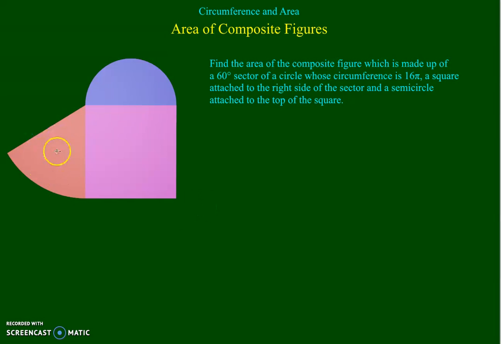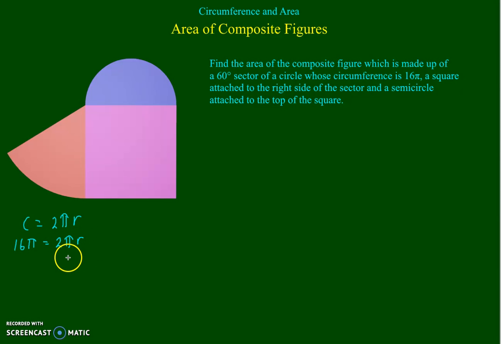We're going to start with the sector because that gives us our primary source of information. We know that it's a 60-degree sector, so this central angle here is going to be 60 degrees. And the circumference of the circle this is a sector of is 16 pi. So let's start with that circumference and see where that leads us. Clearly we're going to be finding the radius. So circumference is 2 pi r. The circumference is given to us as 16 pi, which is 2 pi r.